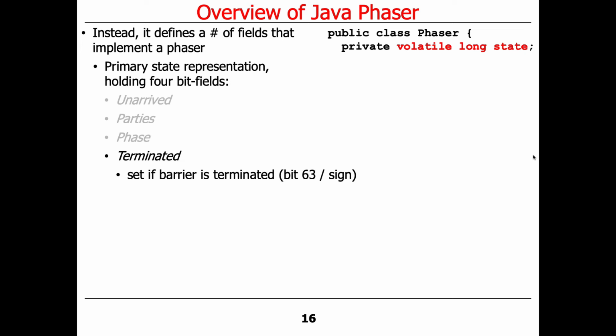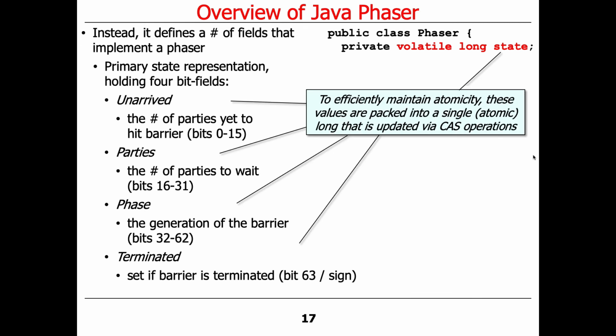And as you can see, this is being stored in a 64-bit long. So we have a volatile long called state, which has 64 bits. And all of these values are packed into this atomic field. And these bits are updated using compare and swap operations.